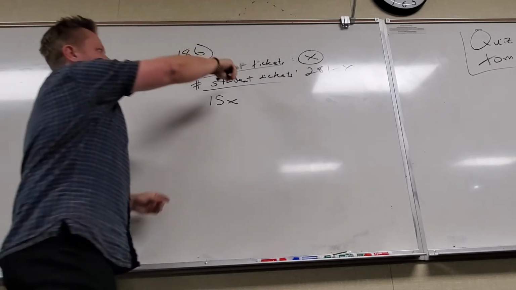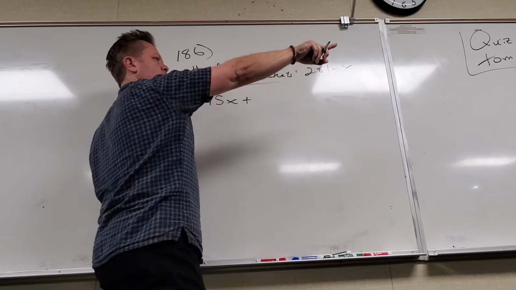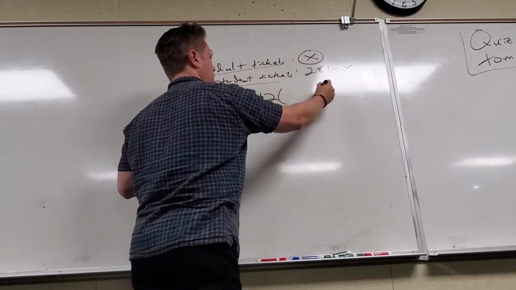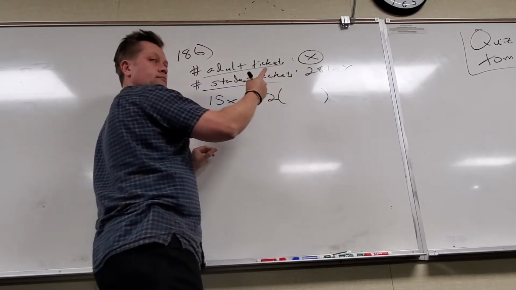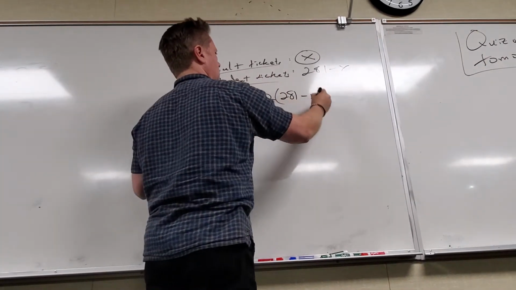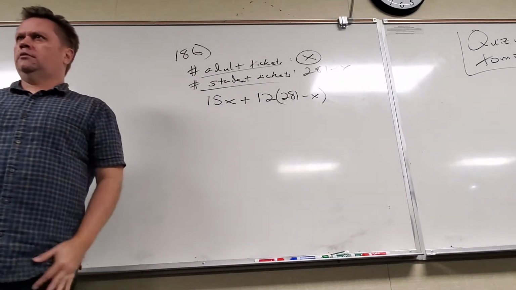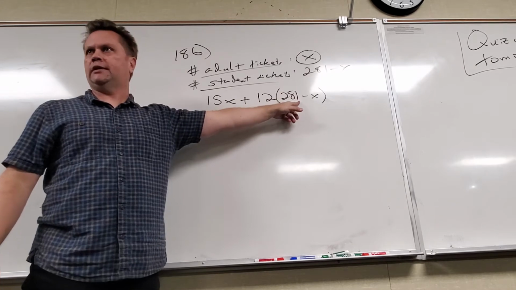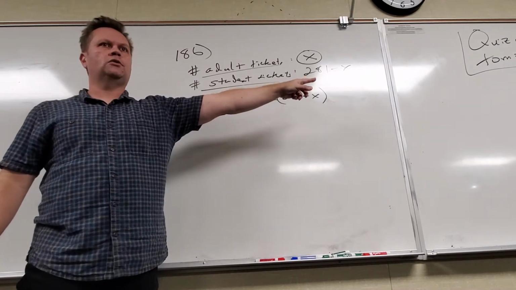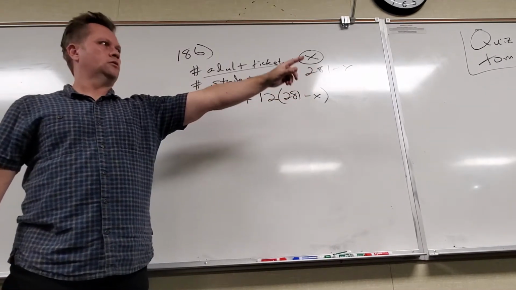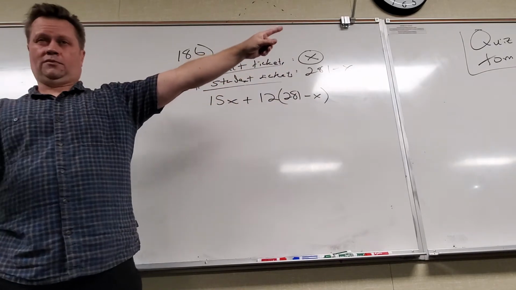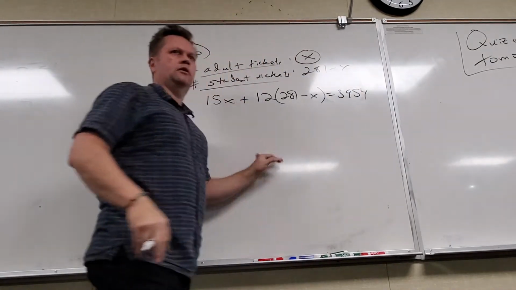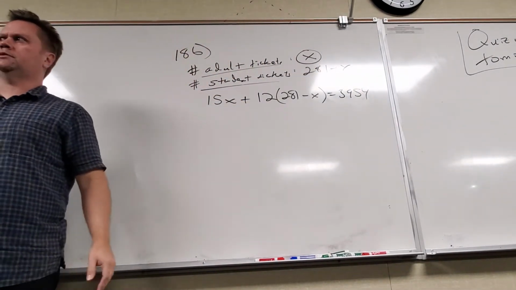Now, how much money do I make per student? $12 per student. How many students came? 281 minus X. So $15 per this kind of ticket plus $12 per this kind of ticket gets me how much money total? $39.54. All right, and then the equation should be the easy step, solving that bad boy.